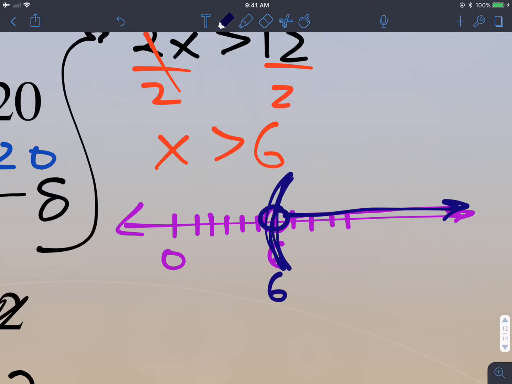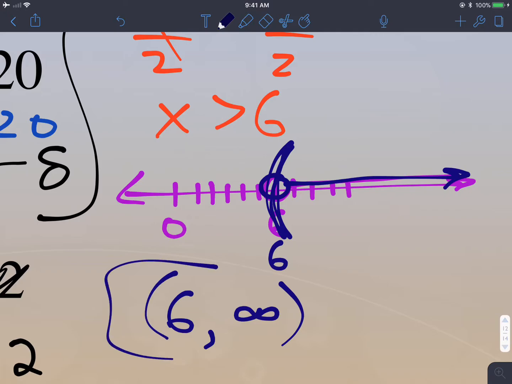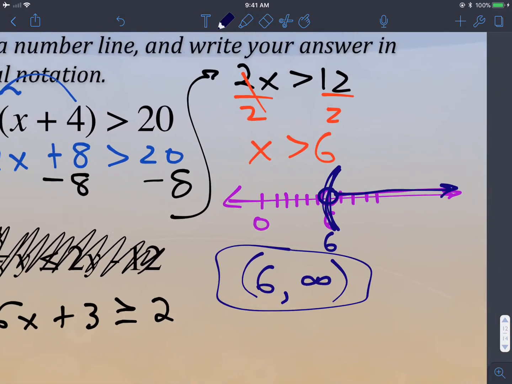So it's like that. Interval notation. It starts at 6, goes to the right to positive infinity. Infinity always has a parentheses, by the way. Okay, so it's got to be like that right there.